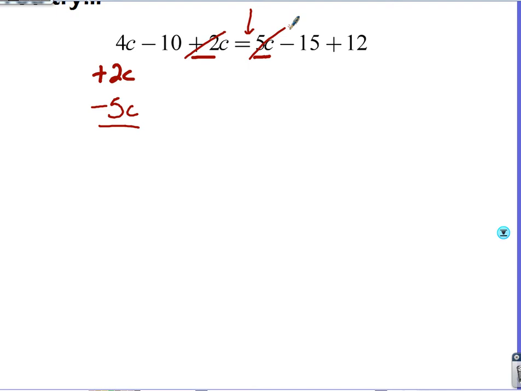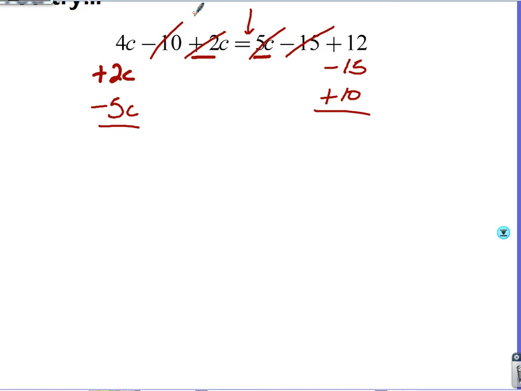Anything that's not a C is moving to the other side. You can put it with either one, it doesn't matter. We'll list it under the plus 12. So plus 12, we're going to put the minus 15 with it. Notice it stayed minus 15 because it did not move across the equal sign. Minus 10 becomes plus 10. Mark it out.